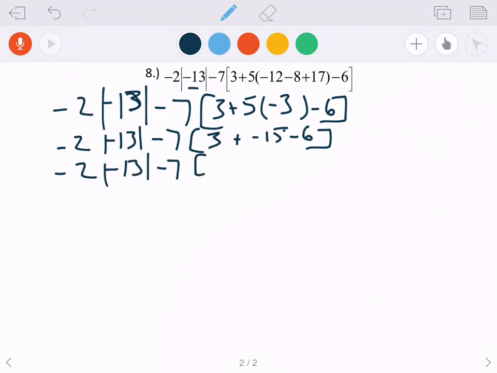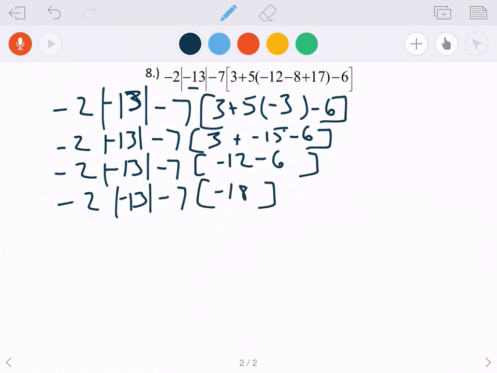I need to get these brackets down to one number. So here I have 3 plus negative 15 minus 6. 3 plus negative 15 is the same thing as 3 minus 15, which is negative 12 minus 6. So in these brackets, at the very end, we are going to have negative 18.